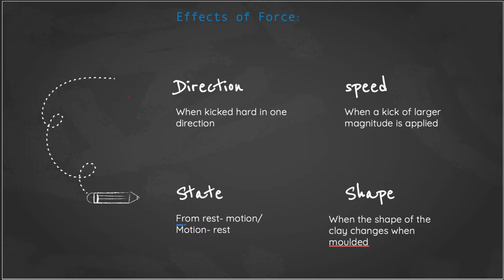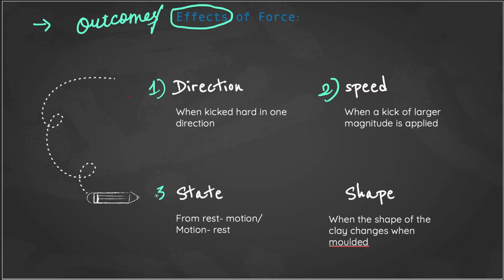Okay, so next we have the effects of force. What are the effects of force? मतलब कि जब एक फोर्स लग जाती है किसी भी ऑब्जेक्ट के ऊपर तो उस फोर्स के क्या आउटकम्स हो सकते हैं, and you can write what could be the outcomes of the force or what could be the after effects of force. So the first is direction, the second is speed, the third is state, and the fourth is shape. So a force can change the direction of an object.